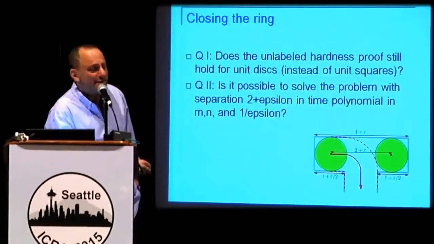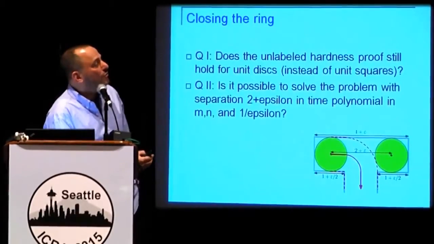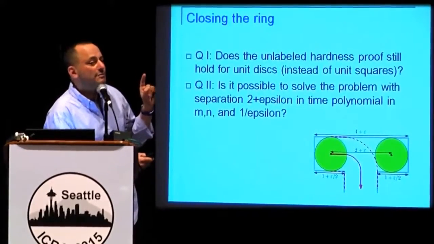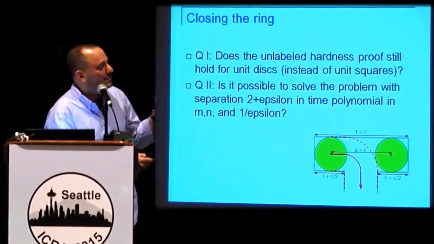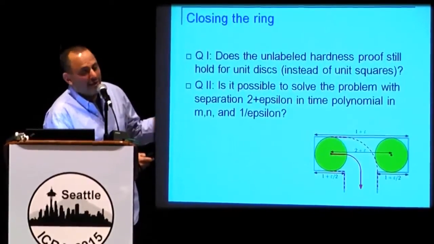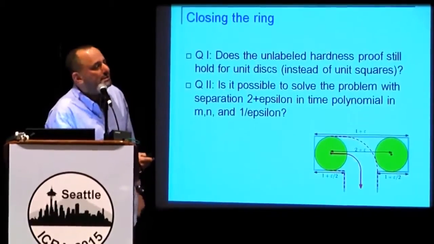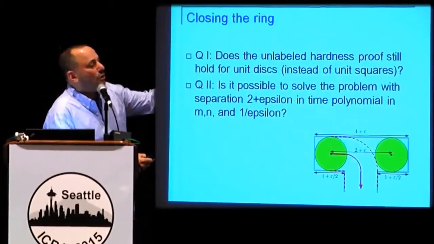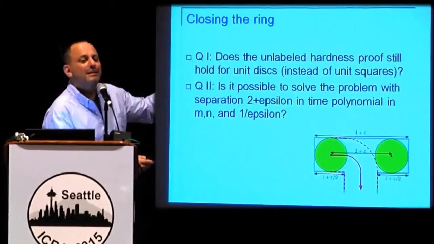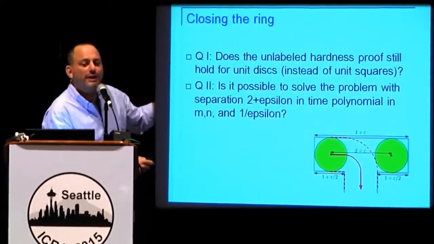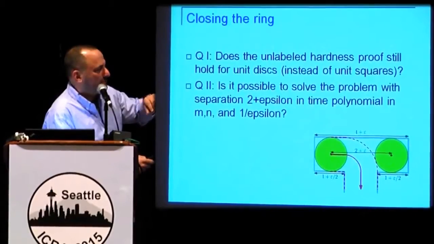When would I consider it settled? First of all, we still need to show that the problem for disks is hard. It's hard for unit squares, but I don't know yet. I believe it is, but I don't know yet that it is hard for unit disks. And here's an example of the type of solution that will interpolate between hard and easy problems.